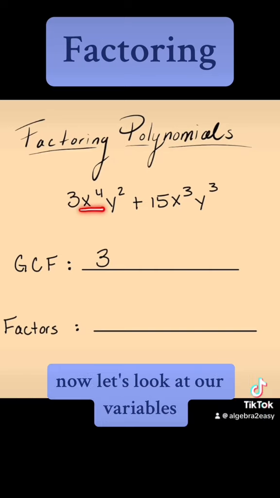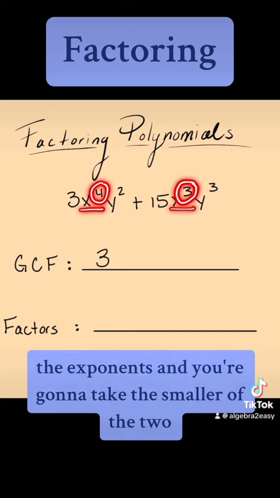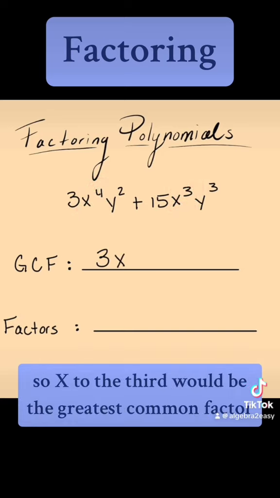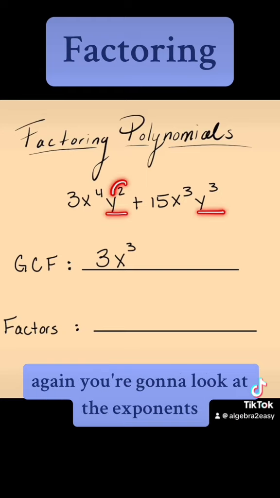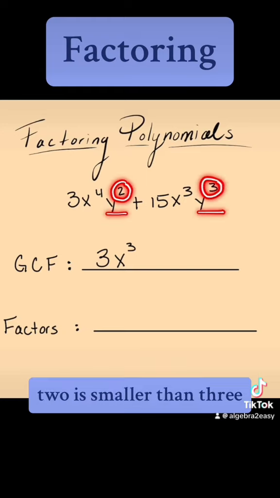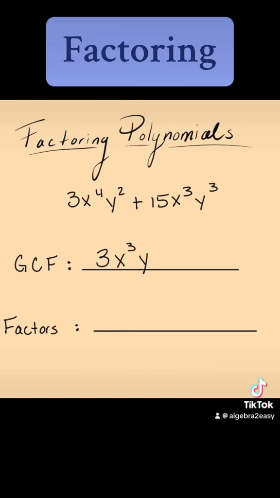Now let's look at our variables, x to the fourth and x cubed. We look at the 4 and the 3, the exponents, and you're going to take the smaller of the two. So x to the third would be the greatest common factor. Now we're going to look at y squared and y cubed. Again, you're going to look at the exponents. 2 is smaller than 3, so the GCF there would be y squared.